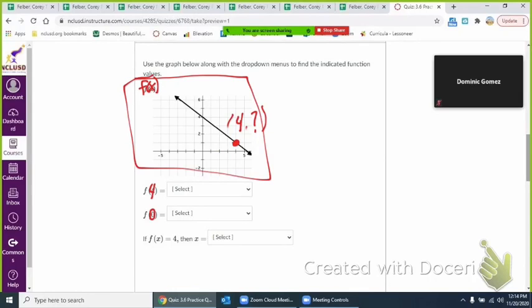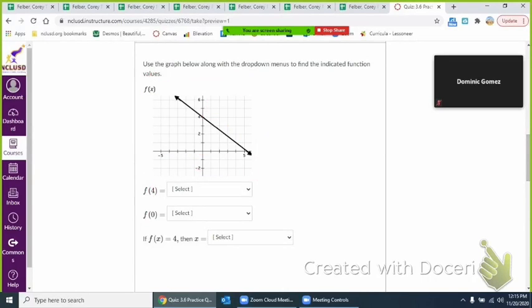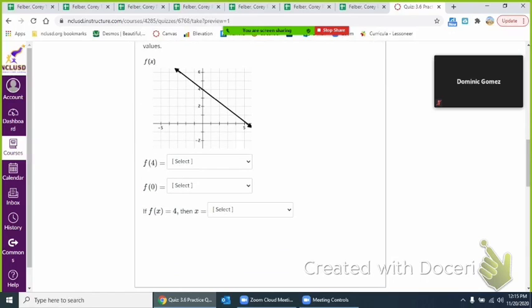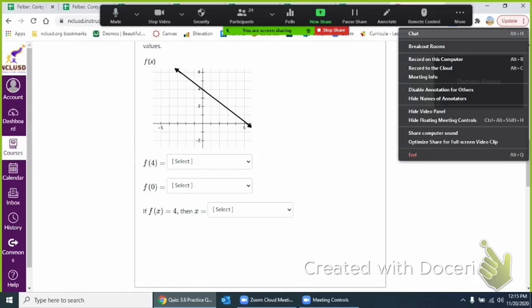When you get to the next one, this is f of 0. That just wants to know, when x is 0, what is y? You should be able to see that point here. When x is 0, remember this is the x-axis, what is y? Does that make sense on the first two parts? Questions at all on that?